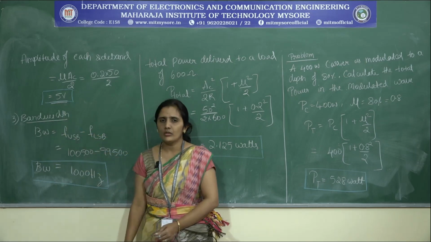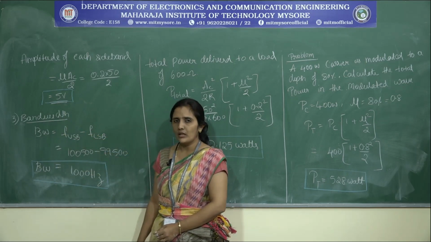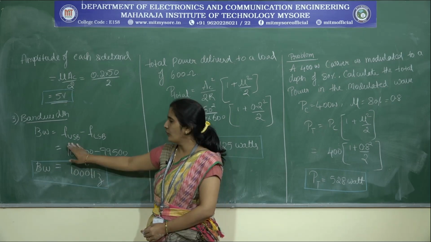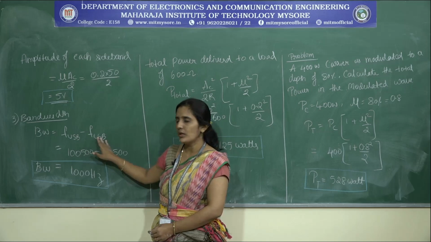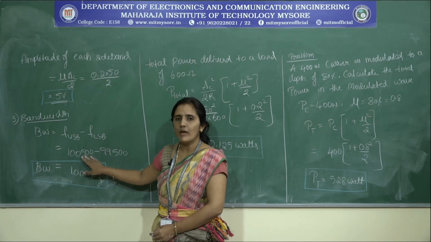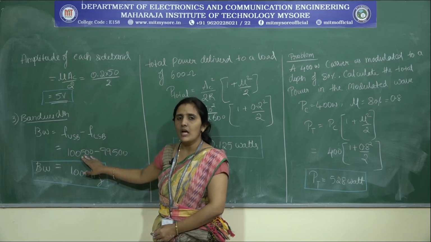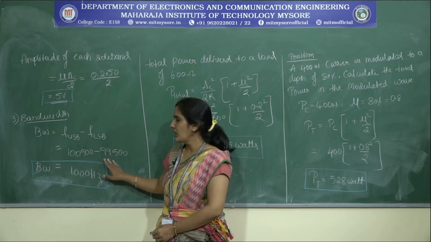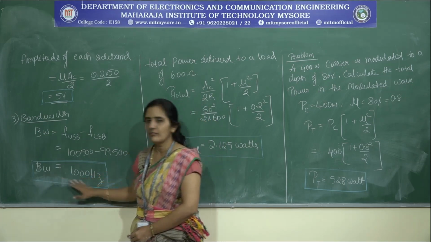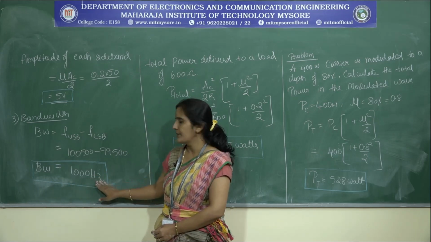Now we have to find the bandwidth. In order to find the bandwidth, we have the equation: the frequency of the upper sideband minus the frequency of the lower sideband. We know the values we have got for the upper sideband frequency and the lower sideband frequency. After substituting these, we are going to get a bandwidth of 1000 Hertz.